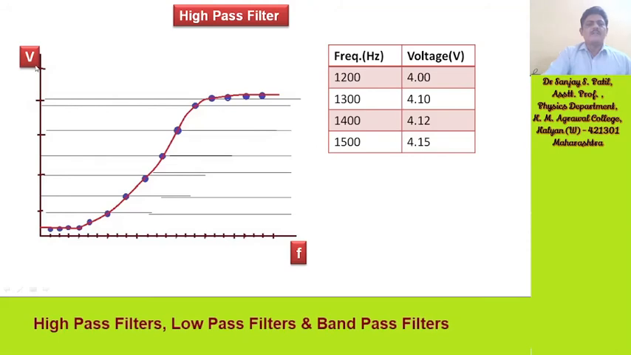On the y-axis there is voltage and on the x-axis there is frequency. How is low frequency in this region? Low frequency is blocked while high frequency is being passed, and that is why it is called a high pass filter, because only high frequencies are passing and low frequencies are getting blocked.